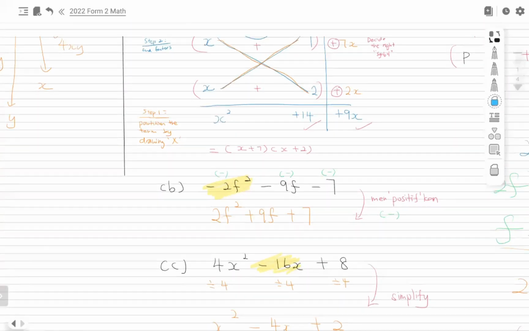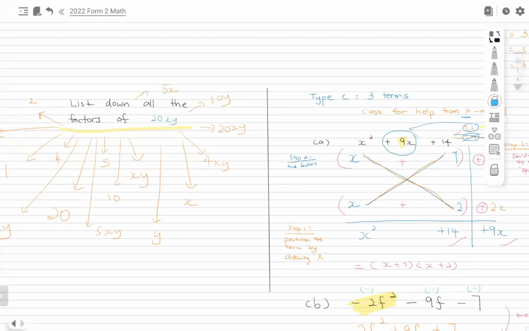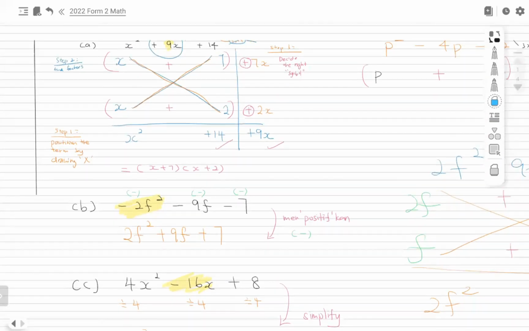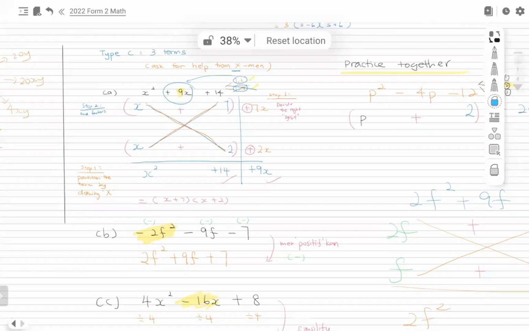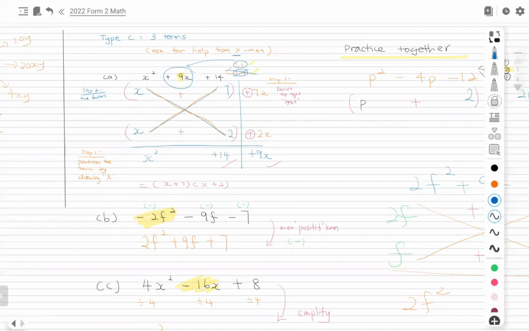So that's the special cases here. So we have B and C. So that's for type C. So if negative, negative, positive, you refer to the terms, is it? Okay.